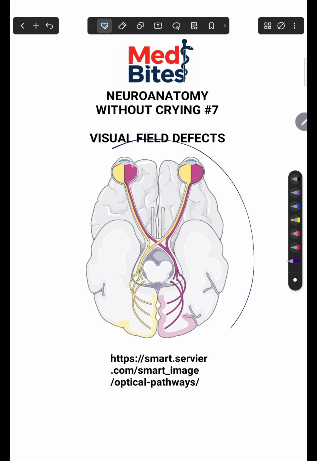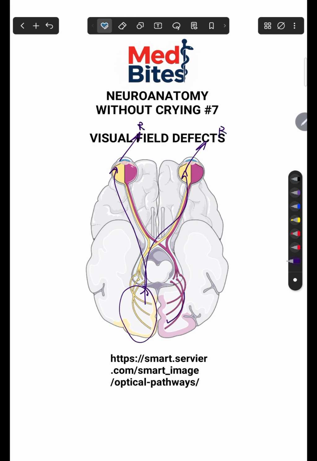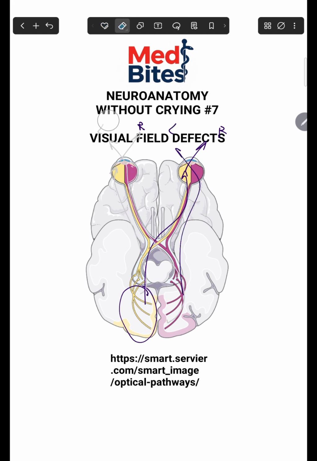This is the image that you're generally going to refer to when it comes to visual field defects. It shows that the left brain is responsible for the right visual field, and the right brain is responsible for the left visual field. So let's draw this from scratch so that it can make sense to you guys.